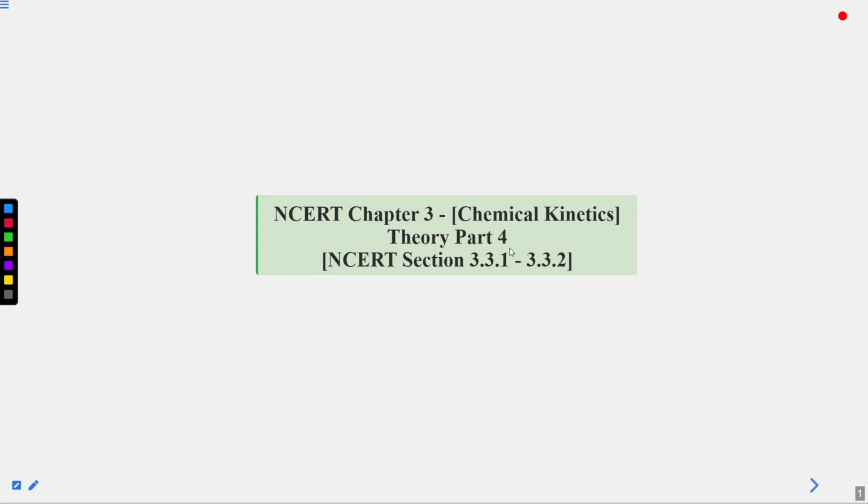As you all know, today we are going to see the theory part of chemical kinetics, and today is part 4. So let's start with today's topic, that is NCERT chapter 3, chemical kinetics theory part 4, and we are going to cover NCERT sections 3.3.1 to 3.3.2 in today's lecture. So let's start.